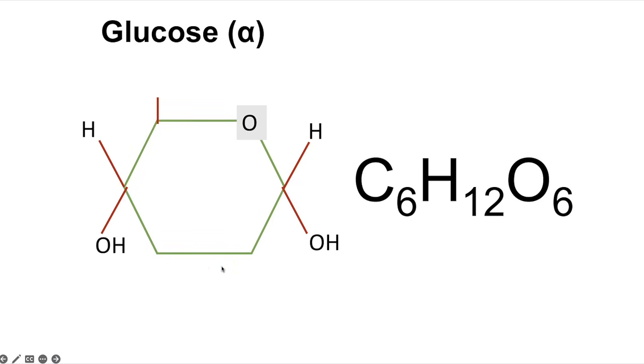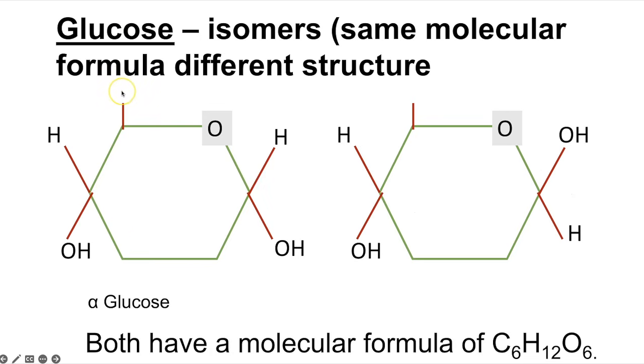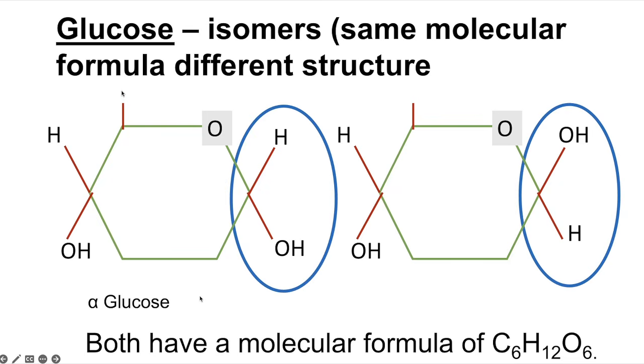So if we have a look at alpha glucose to start with, this is the key monosaccharide that you will learn about, glucose. And the formula is C6H12O6, and here we have alpha glucose, the structure that you would need to know. Glucose has two isomers though, which means two forms of glucose that have the same molecular formula, but a different structure. And we can see here we've got alpha glucose on the left, and on the right we have beta glucose.